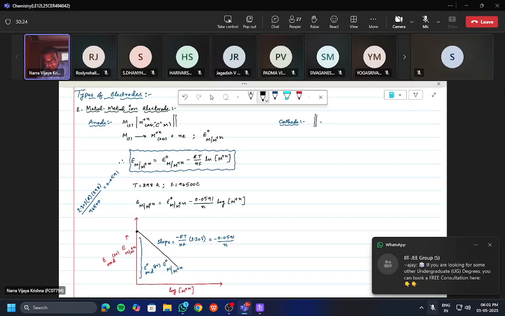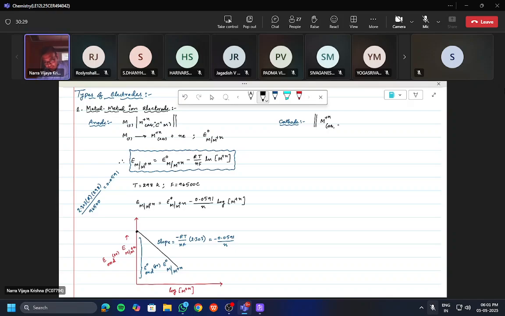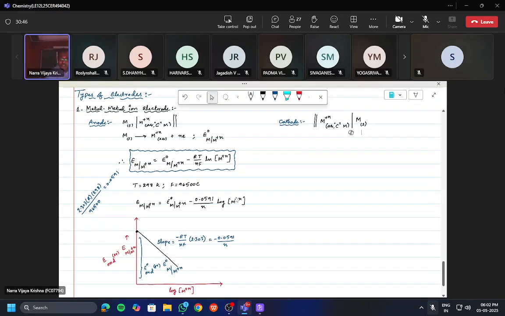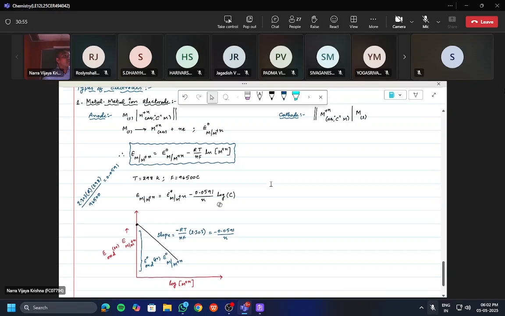Salt bridge, M plus N aqueous, C molar, and interface, M. Right? Instead of the concentration of M plus N, can I substitute C? So that's why here, instead of writing M plus N, can I directly write log C? Correct?